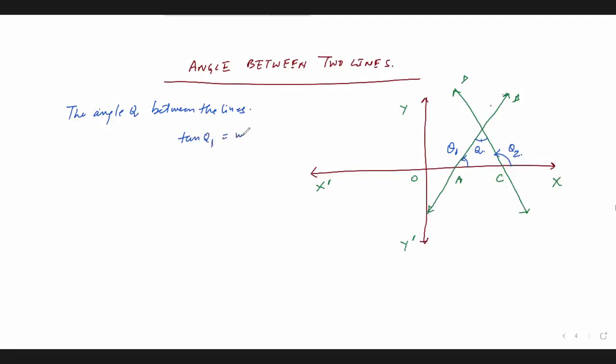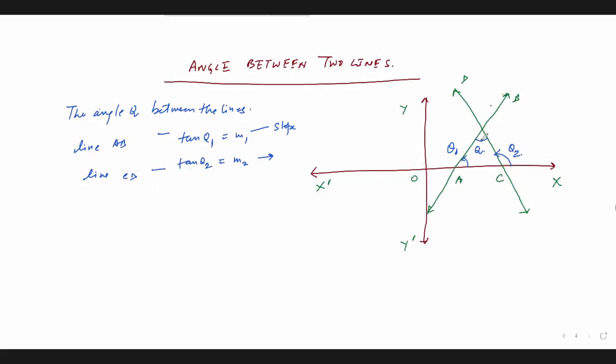tan theta 1, I am taking M1 as a slope, and tan theta 2 is M2 as a slope. This is the slope of a line AB, and this is the slope of a line CD. So I have taken two slopes, that is M1 and M2. M1 is a slope of a line AB, and M2 is a slope of a line CD.